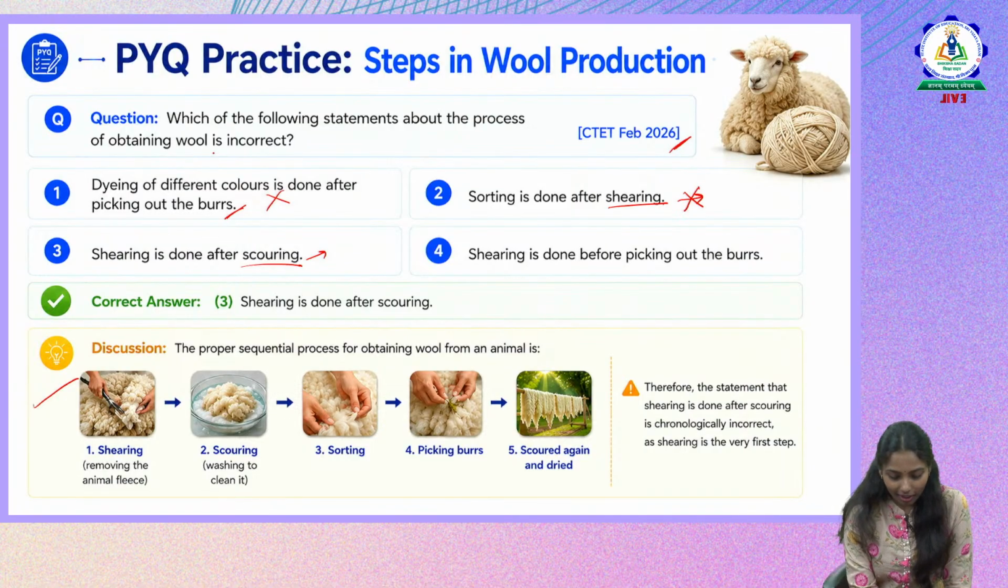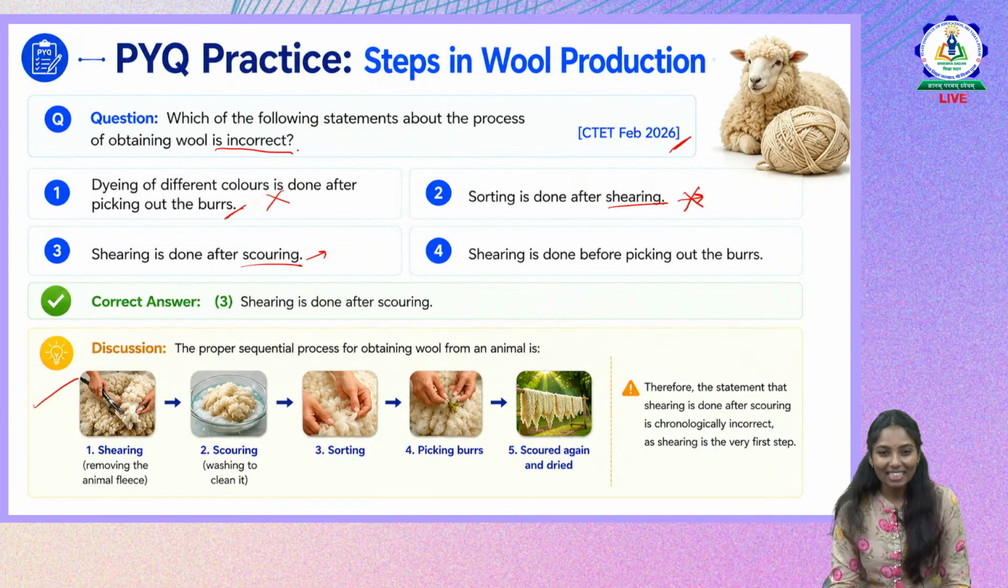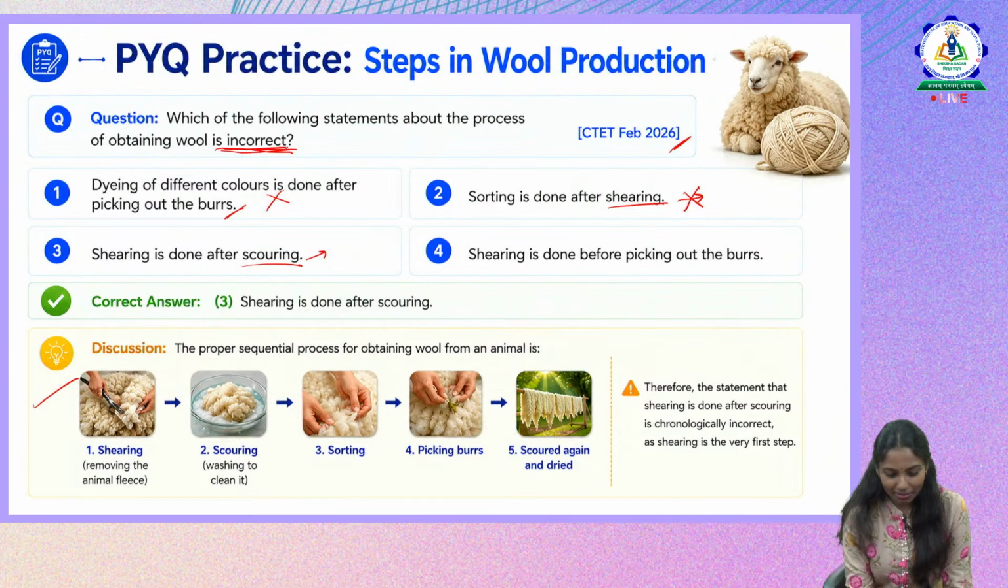Okay, even I read the question wrong. It is incorrect. So they have asked us to find the statement that is incorrect. So now dyeing of different colors is done after picking out the burrs. Okay, so shearing is done after scouring.